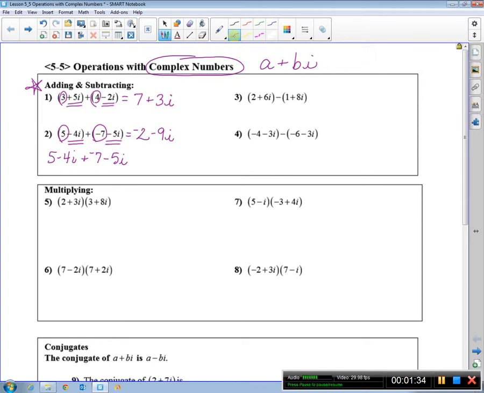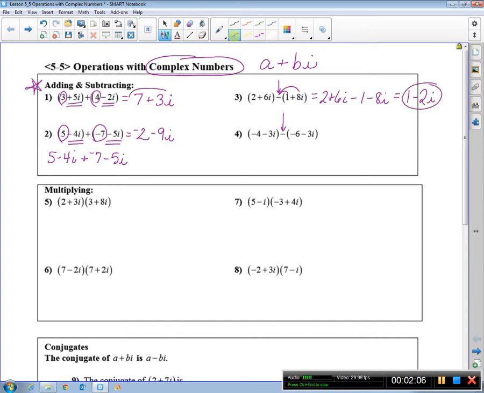Now with subtraction, you need to remember to distribute the subtraction all the way through the parentheses. So these I'm definitely going to rewrite. This will be 2 plus 6i minus 1 minus 8i. And that will give us, now combine the real parts, 2 minus 1 is 1, and 6i minus 8i is negative 2i.